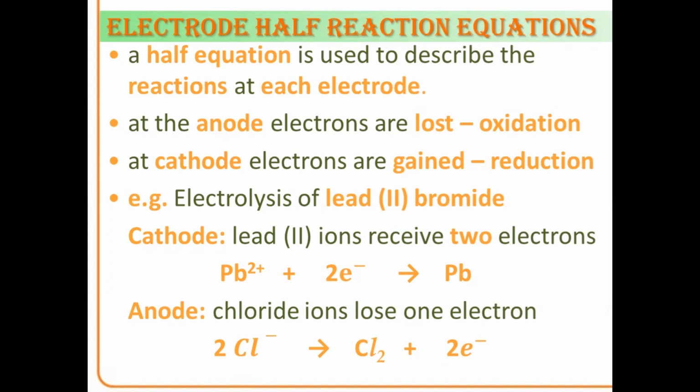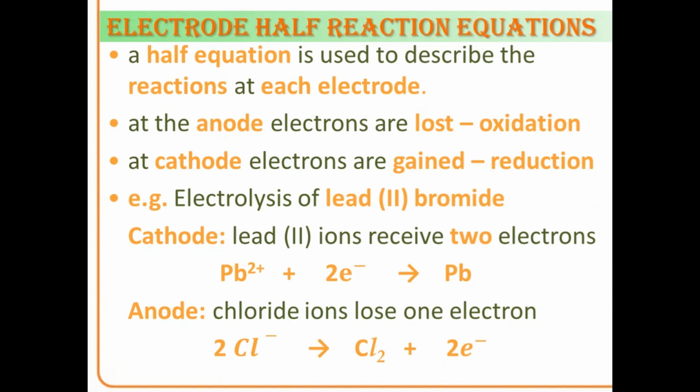You need to balance your equation in terms of the charge. Charge should be balanced on both sides, as well as the matter. For the first one, the charge on the left-hand side is 0: the 2 plus for the lead and the 2 minus for the electrons give you 0. On the right-hand side, the charge is 0 because you have the neutral Pb. For the second reaction at the anode, the charge on the left is 2 minus, and the charge on the right-hand side is also 2 minus because you have those 2 electrons.